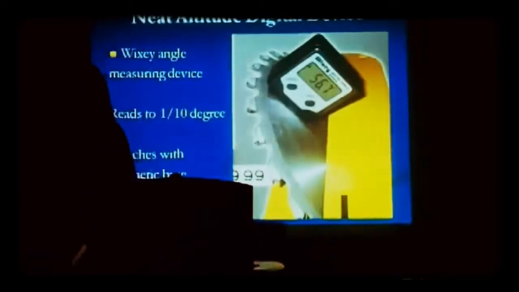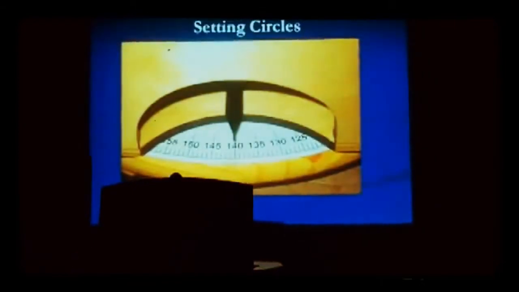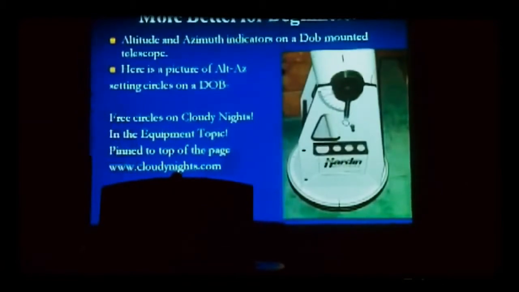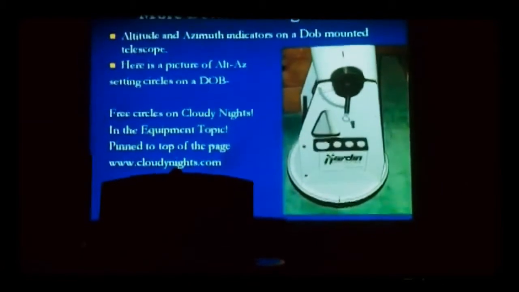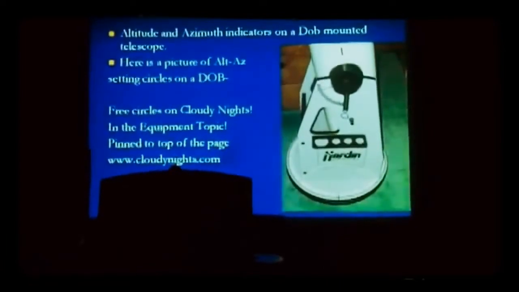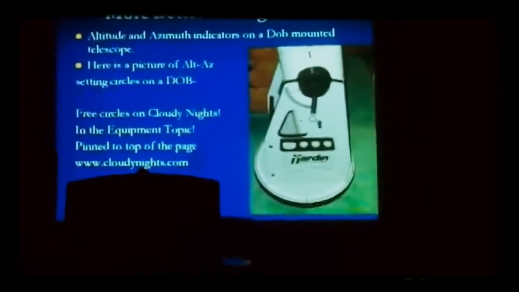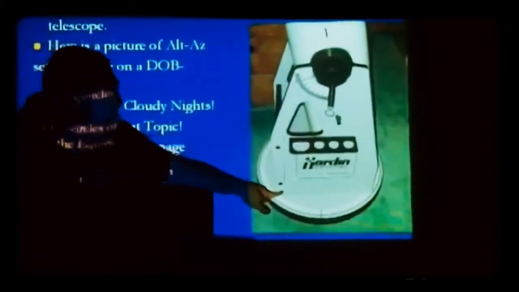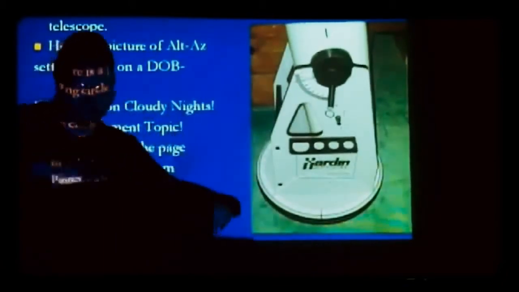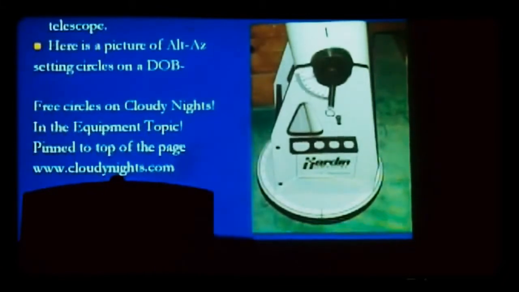If you back up one slide there, or two slides. Where do we talk about? Yeah, right there. CloudyNights.com. That's actually where I downloaded mine from. I downloaded the setting circle, went to FedEx Kinko's, printed it off, had it laminated, and all I had to do was take the rocker panel off of the base, set my setting circle down, and then reattach the base. Obviously, I had to poke holes through the laminated paper, but it was very easy to do.